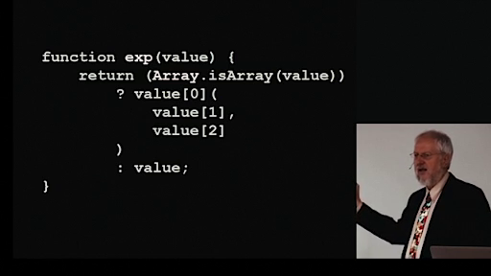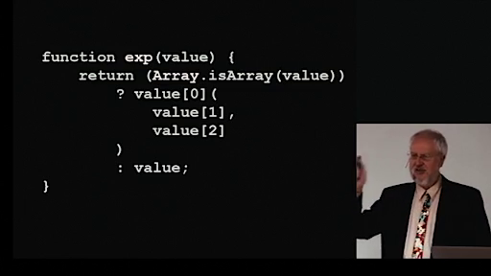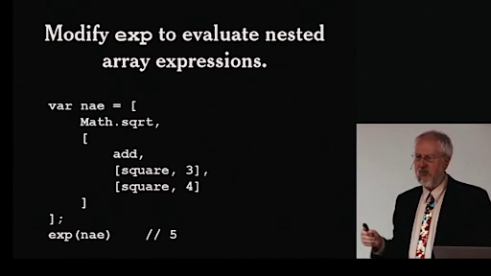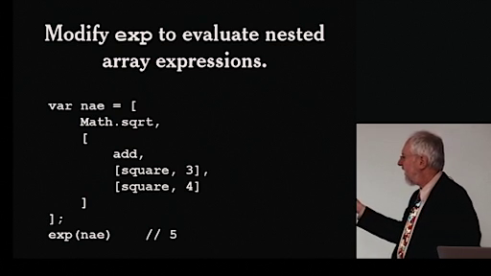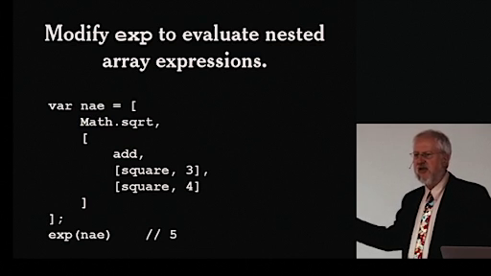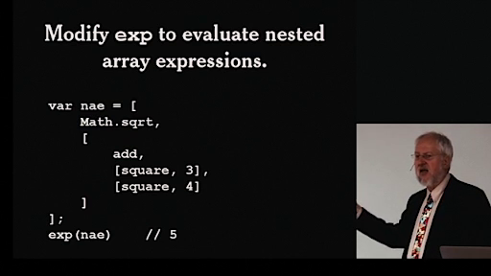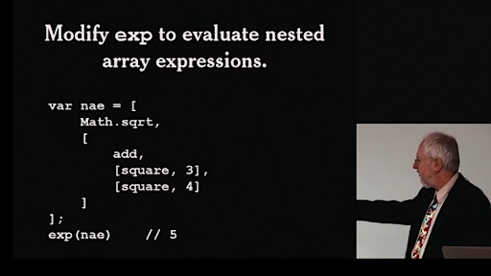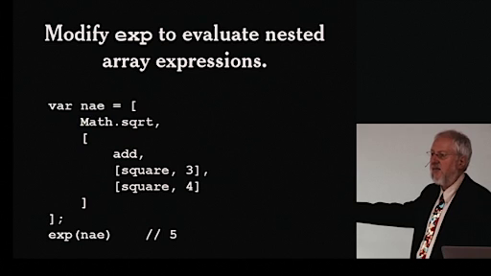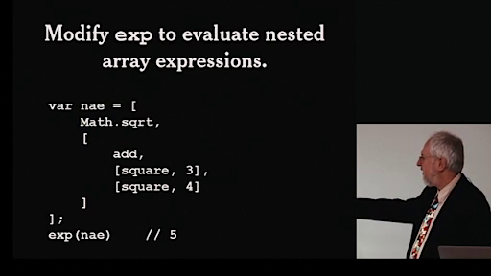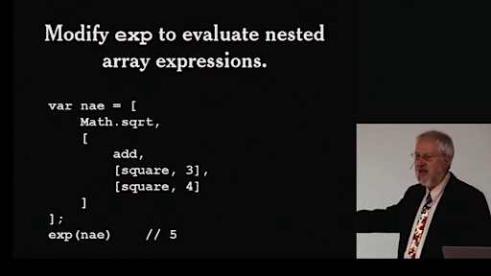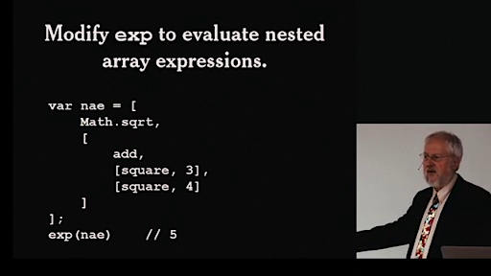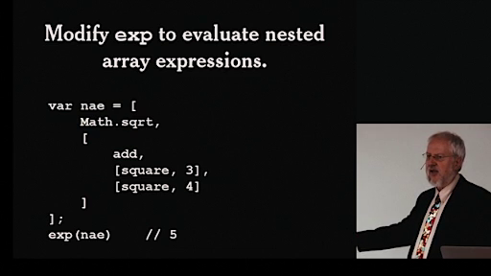Okay, ready? Last problem. Finish strong, okay? So modify exp to evaluate nested array expressions. A nested array expression is just like the simple array expressions, except any of the arguments can also be a nested array expression. So in this case, we've got a hypotenuse thing going on here. And if we pass that nested array structure to exp, it will now evaluate the whole thing and come up with 5. Okay, everybody got it?